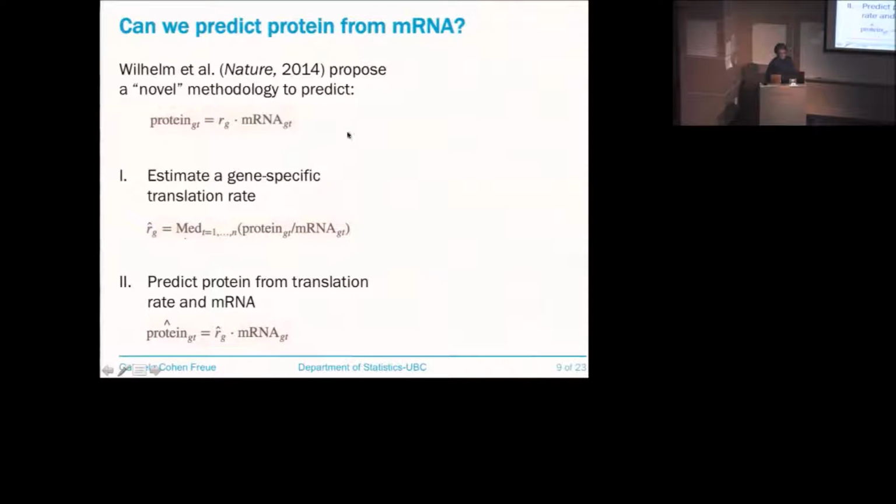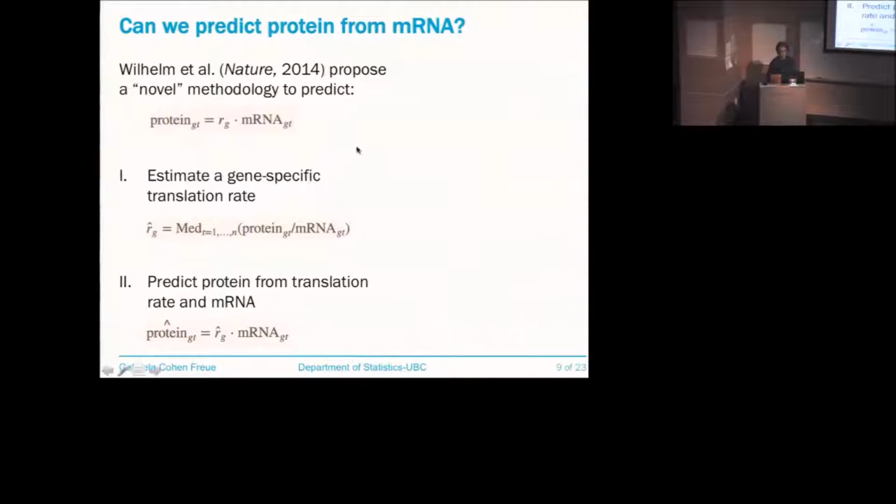But even more, there's one more problem that is more important than that. There's this paper in Nature as well in 2014, and it's only one section of the paper, it's not the whole paper, that is trying to look at this question. Can we predict protein from mRNA? And after these papers came other papers trying to address the same question.